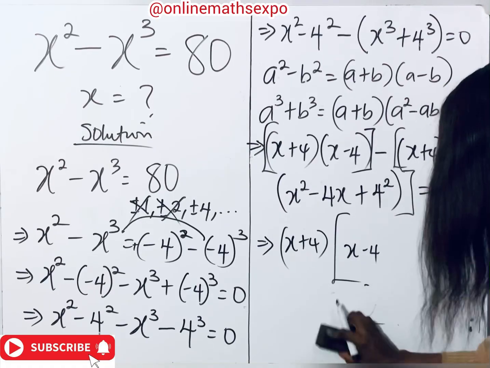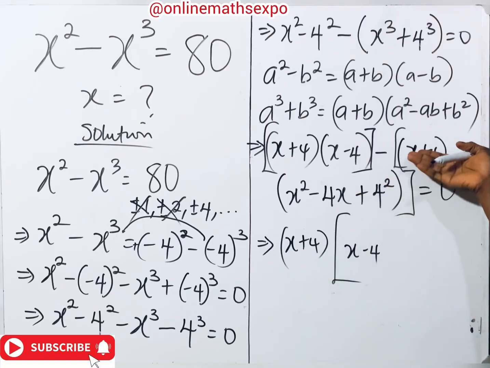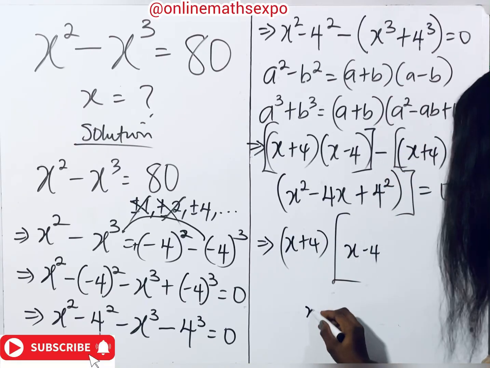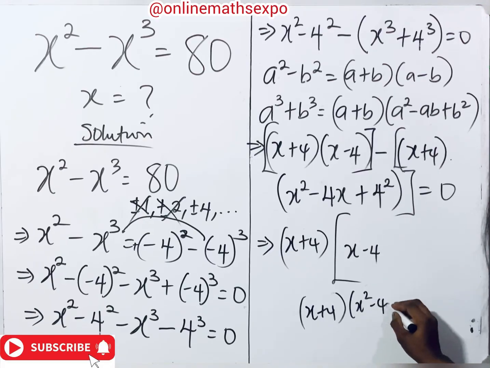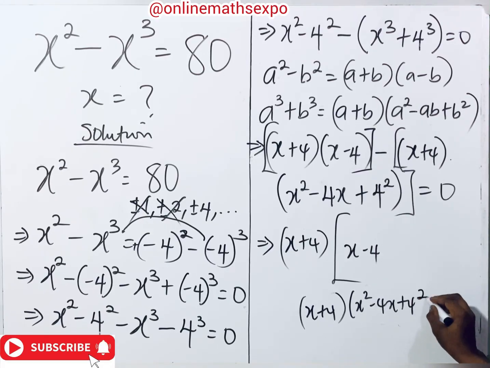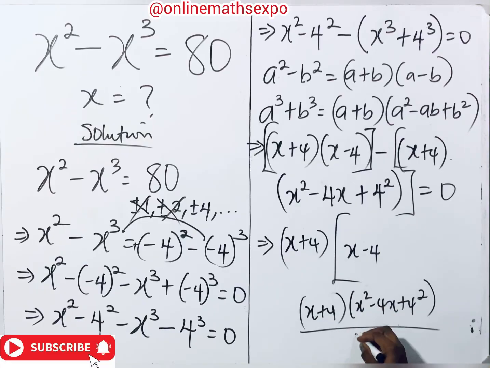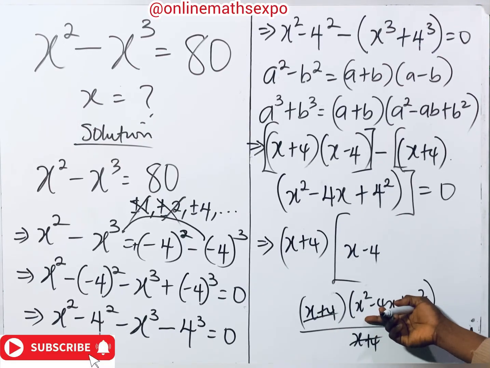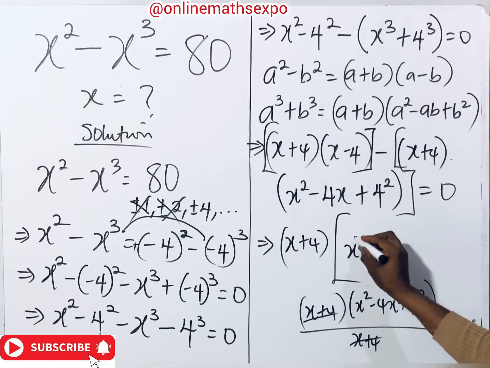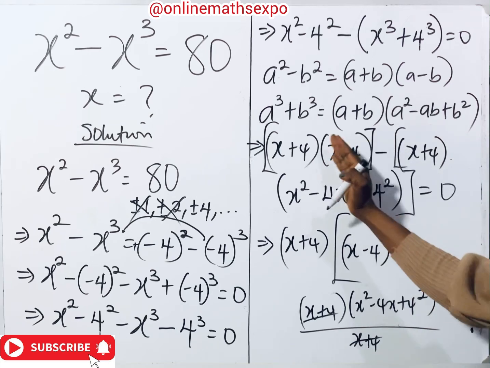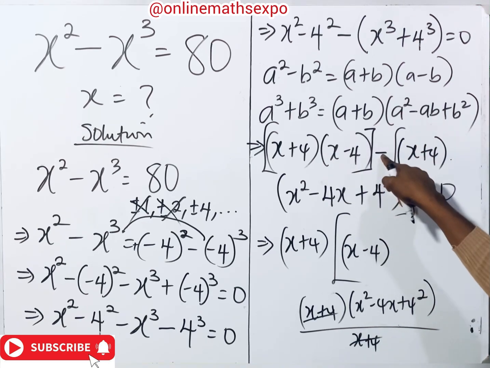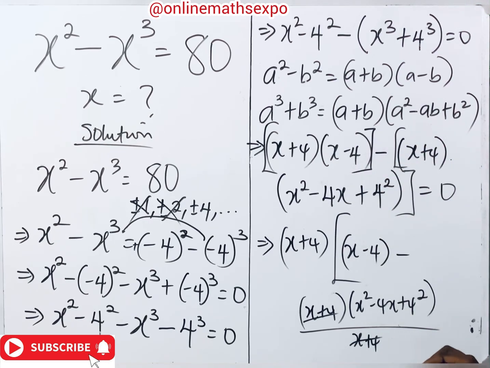Now, what do you do again? Use this to also divide this. What you have here is x plus 4 and x squared minus 4x plus 4 squared. Divide it with x plus 4. This will cancel this, and we are left with this. You see that? Remember, there is a subtraction sign in between these two. Okay, so we're going to return this subtraction sign.